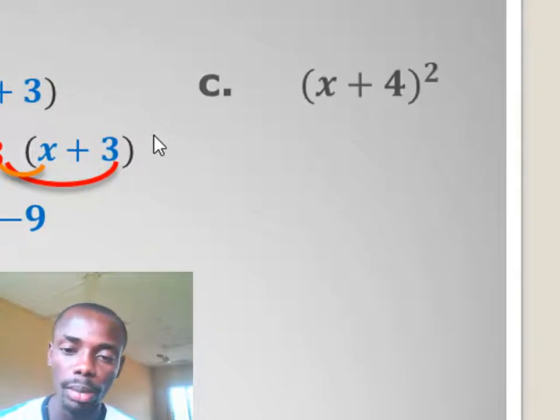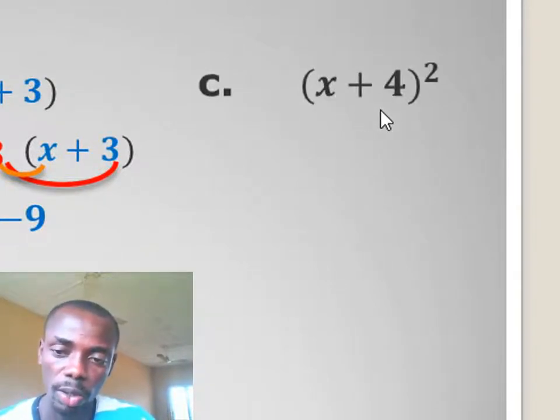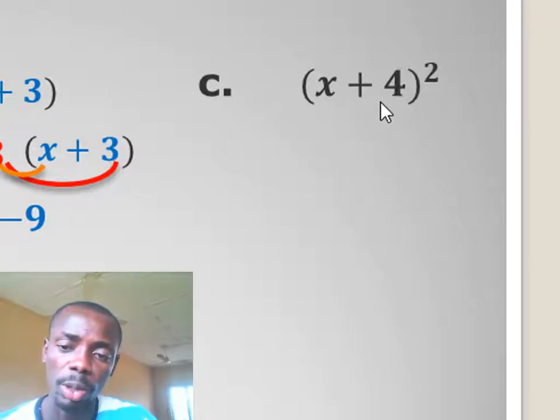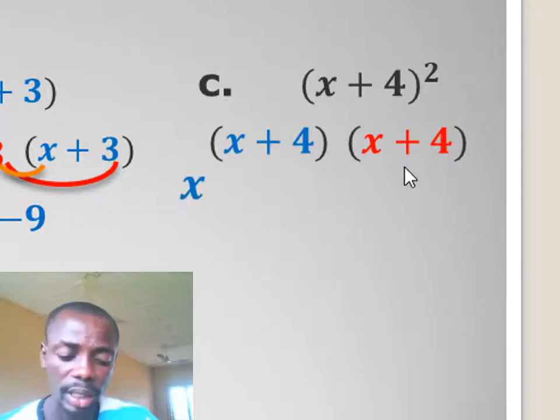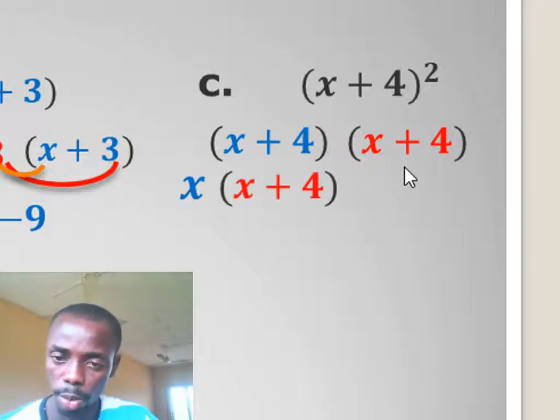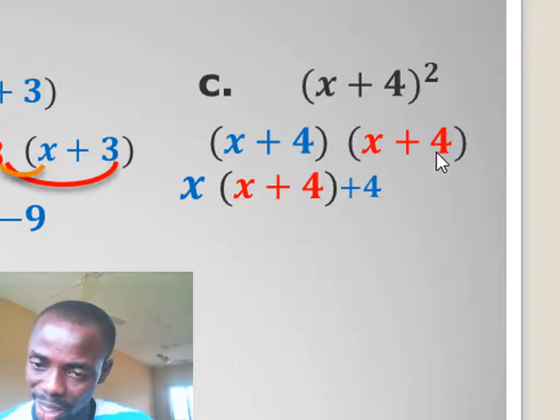Okay? C. What do we want to do? We want to simplify x plus 4 all squared. X plus 4 all squared simply means x plus 4 multiplied by x plus 4. So, I bring out the x in blue, then write out everything in red. That's the format. With that done, write out the plus 4 in blue, then write out still everything in red.